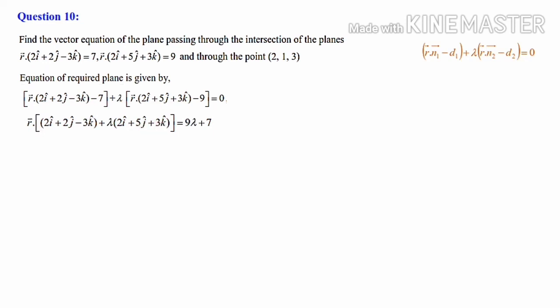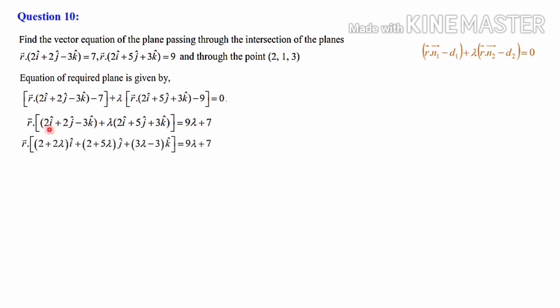Then here there is a minus 7. This minus 7 will come to the right side as plus 7. And here there is minus 9 into lambda, that is minus 9 lambda. That will come to the right side as plus 9 lambda. Then the calculation part, r dot.